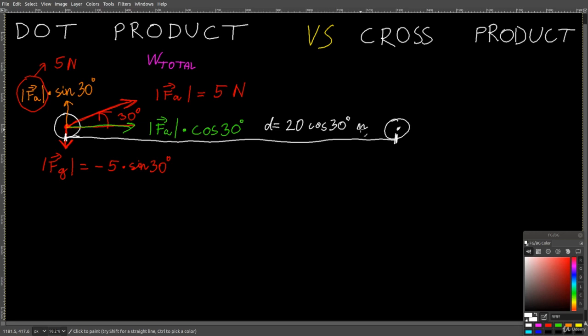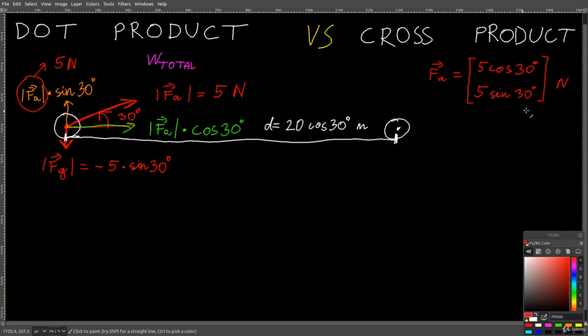Welcome back. Let's now see the work for this system. You have two forces here, force applied and force of gravity. So you have to compute work done by both forces. Let's first look at the applied force.